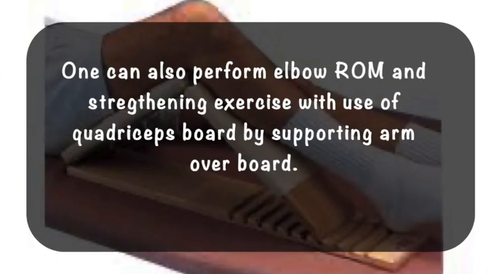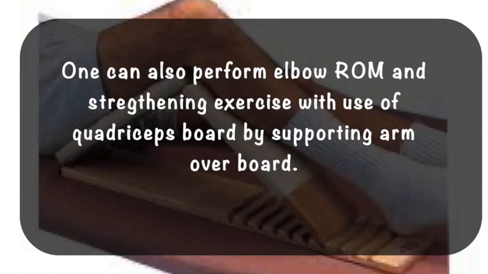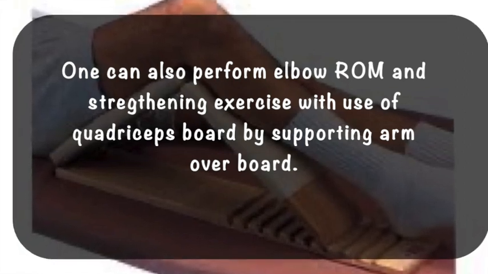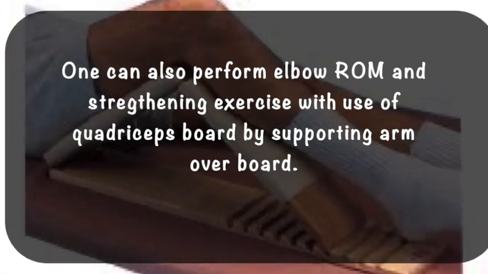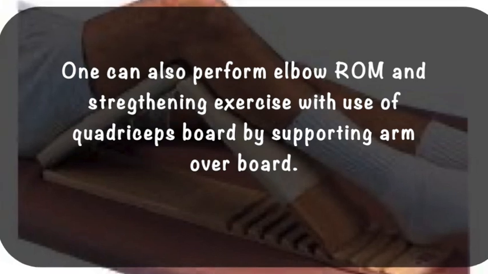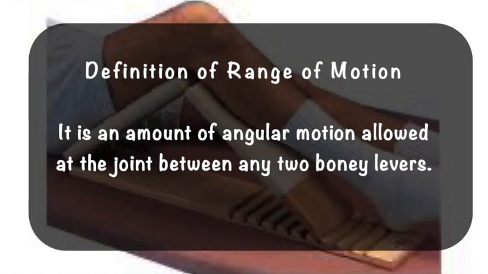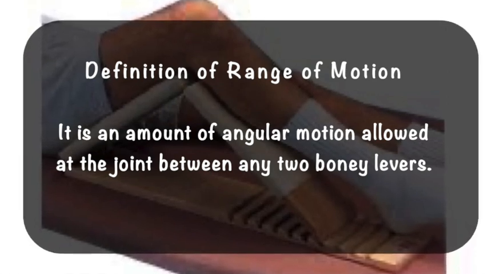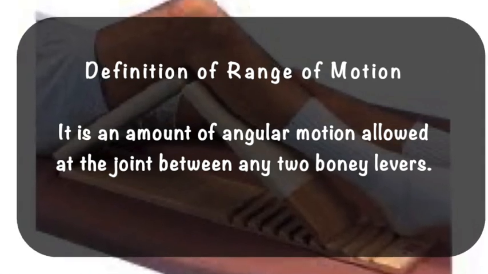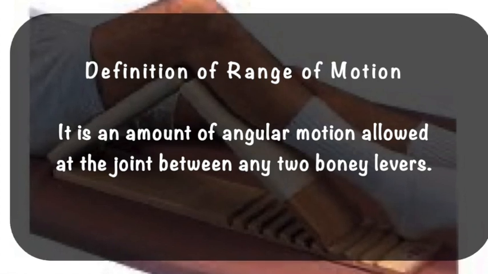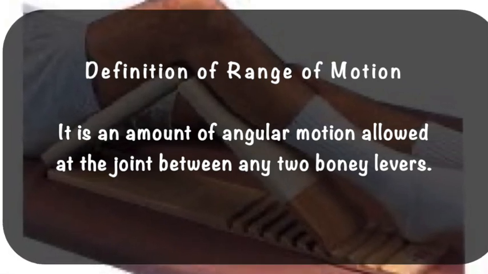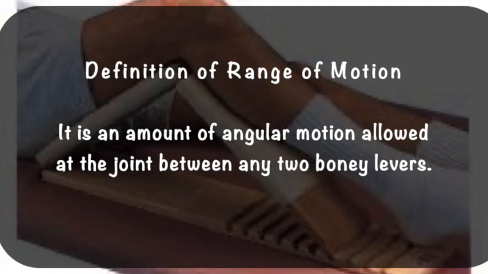One can also perform elbow range of motion and strengthening exercise with the use of quadriceps board by supporting the arm over the quadriceps board. Now the definition of range of motion. So the range of motion is an amount of angular motion allowed at the joint between any two bony levers.